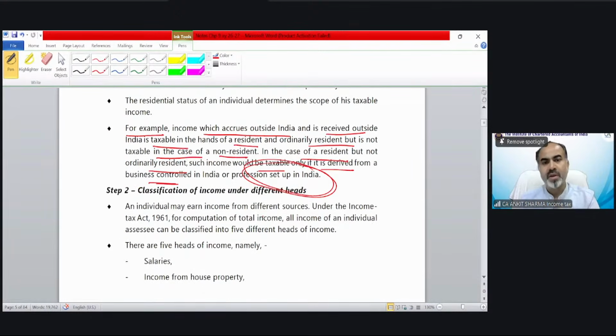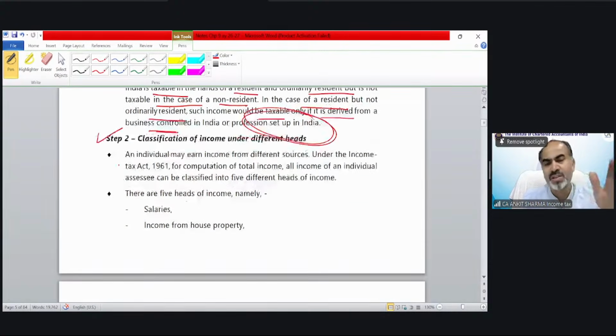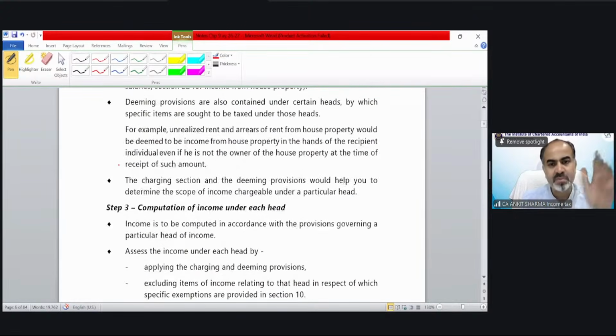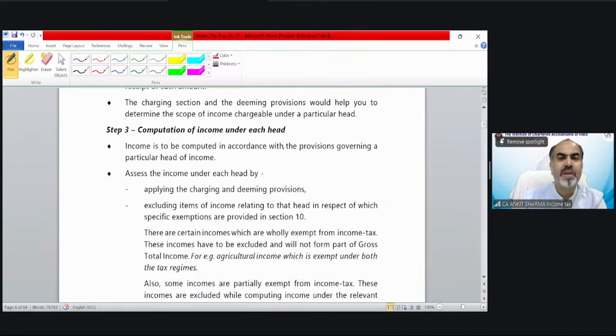Okay. Then step number 2, classification under different heads. We have already gone through these provisions under separate heads like salary, PGBP, etc. Then computation of income under each head. So you have to apply the exemptions, deductions, etc., that are applicable to the respective heads of income and then calculate your income.